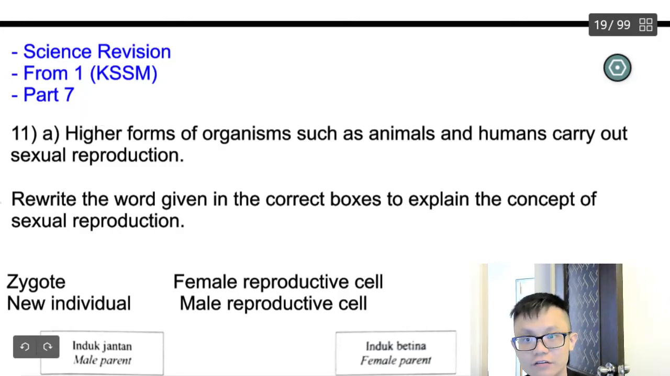So today we are going to do science revision Form 1 KSSM part 7. Previously we already did part 6.